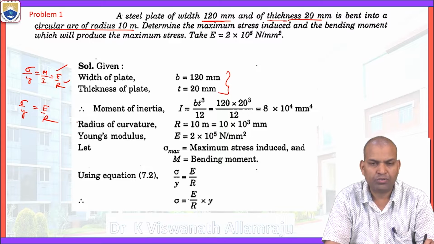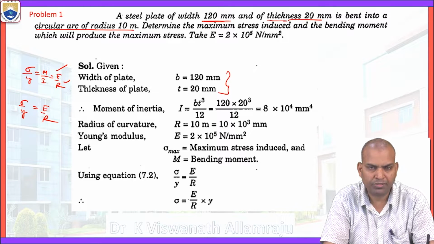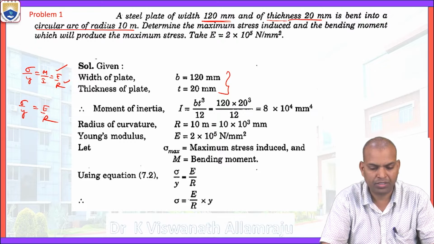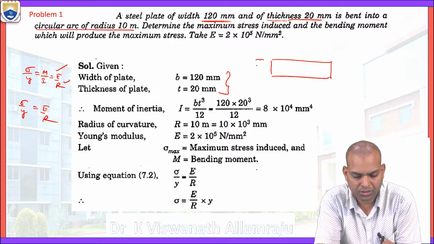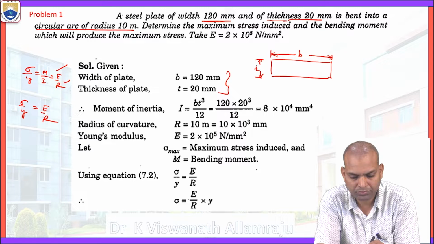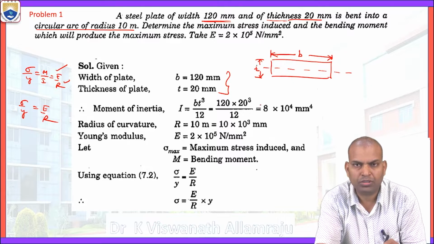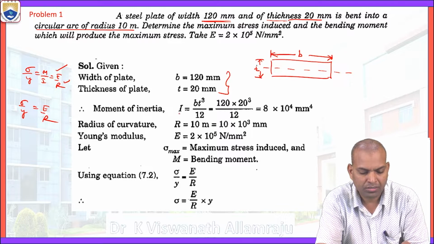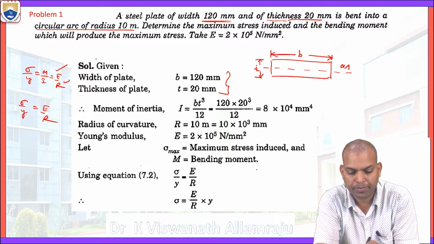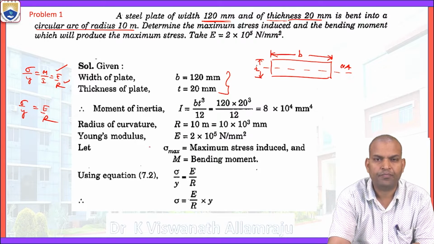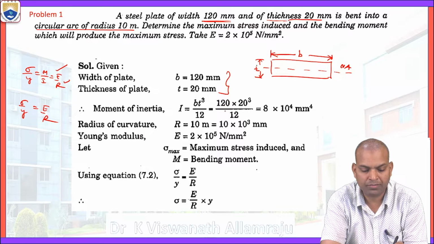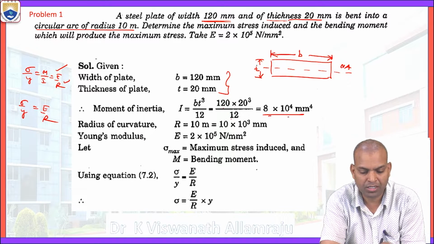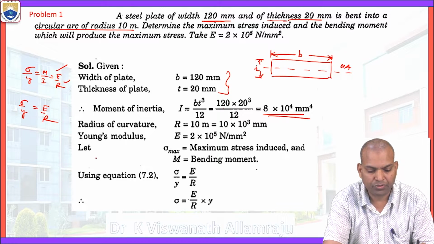How to start? Here we know the moment of inertia, that is b t cube by 12. The steel plate has width b and thickness t. About the x-axis, that is, about the neutral axis NA parallel to the x-axis, the moment of inertia is b t cube by 12, where b is the width of the plate, 120 millimeters, and t is the thickness, 20 millimeters. So b t cube by 12 is 80 into 10 power 4 millimeter to the power 4.